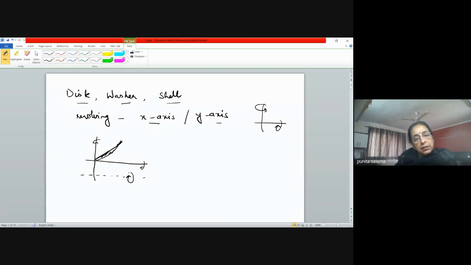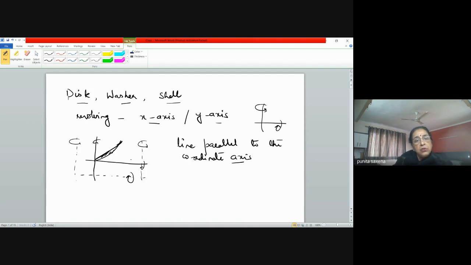That is also possible, right? Or I consider any other vertical line here and revolve it around this. So what I mean to say is that your axis of revolution could be any line parallel to the coordinate axis. In such cases, the formula is not going to change. The only thing that is going to change is what exactly we are doing.